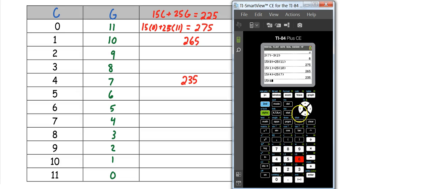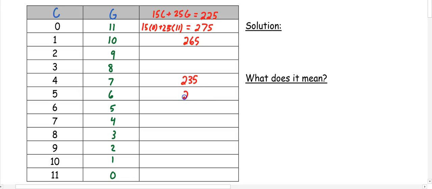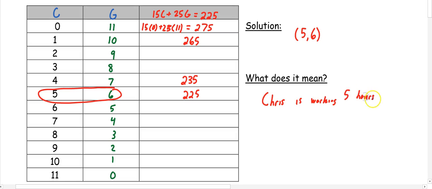15 times 5 plus 25 times 6, and I got 225, which is that value I was looking for. So my solution here then would be 5, 6. Remember, these are not x, y, so I go in alphabetical order. C comes first. What does 5, 6 mean? So because it's a story problem, we then want to write a sentence about what these numbers represent. So we would say, Chris is working 5 hours, and George is working 6 hours.